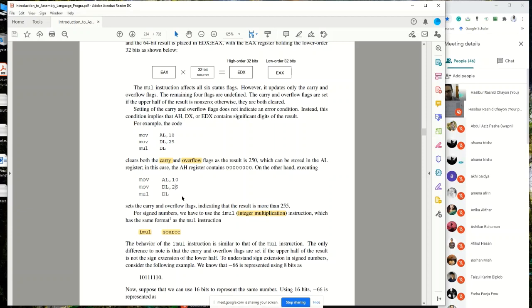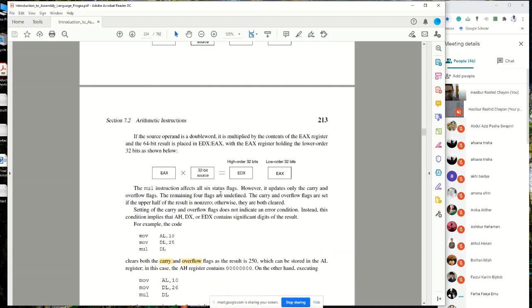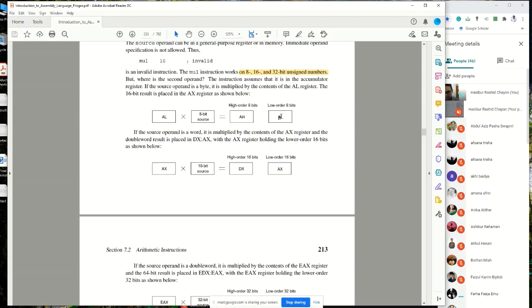260. 255. No. 10 multiplied by 26. 260, yes, correct. So if you multiply this number, that means 10 multiplied by 26, that is 260. Do you think it is possible to store that into the AL register? No, sir. No, right? Because we can store a maximum of 255.